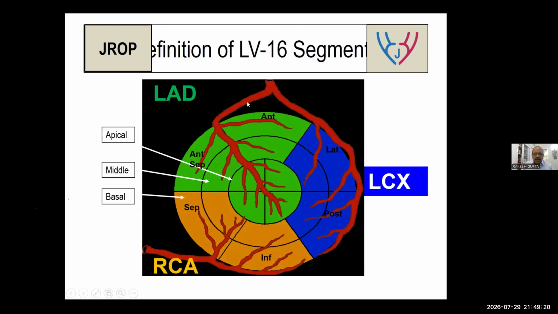Now the thing is, look, LAD supplies a large chunk of area, almost 50% of the supply of the coronary arteries. Circumflex 25, RCA 25. And this circumflex, look, it can be dominant, if it is attached to the posterior descending artery. So it goes and supplies the inferior wall also, if LCX is dominant. If RCA is dominant, it goes and supplies the posterolateral wall also. So variations could be many.